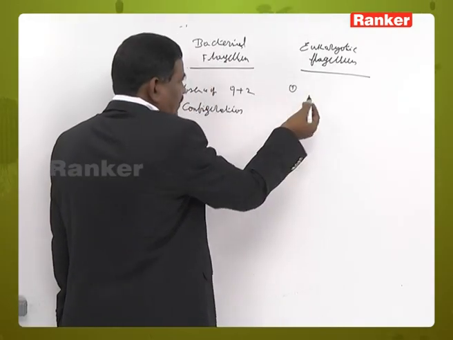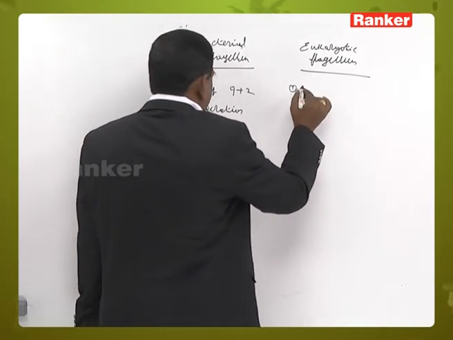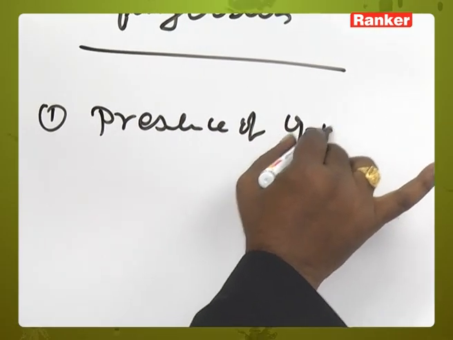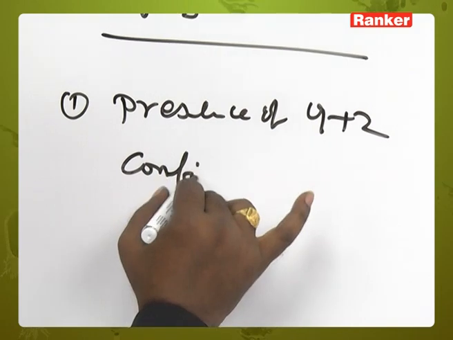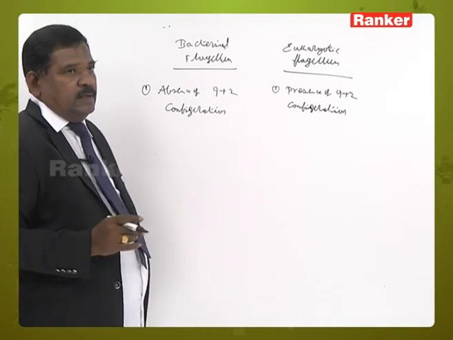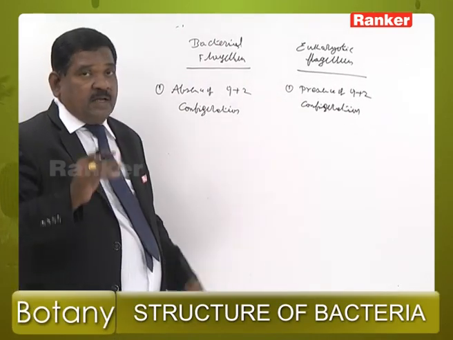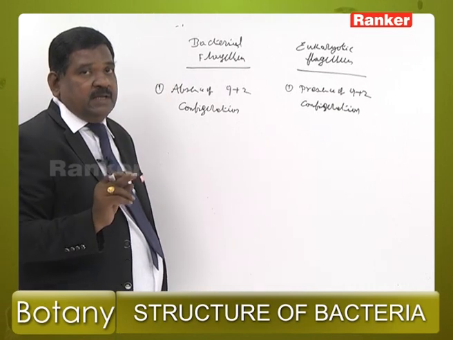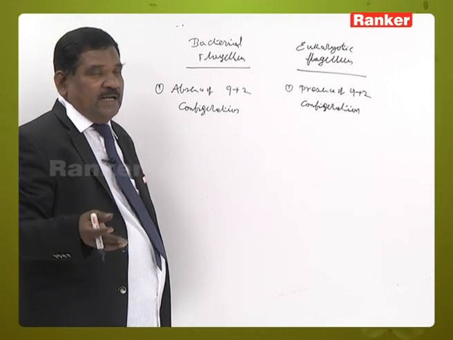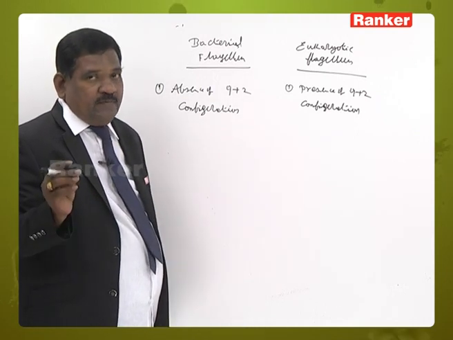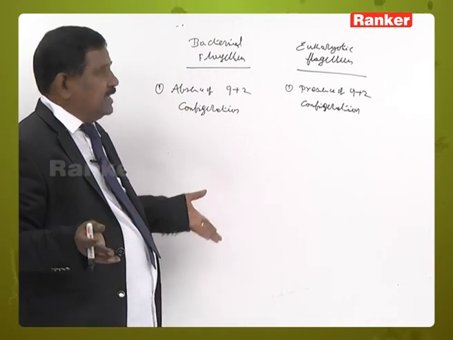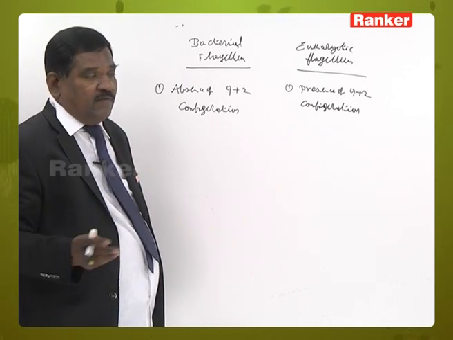This is the configuration we observe in the eukaryotic flagellum: presence of 9+2 configuration. In the eukaryotic flagellum, peripherally there are 9 pairs of microtubules and centrally located two single tubules. That configuration is called 9+2 configuration. That type of arrangement is absent in the prokaryotic or bacterial flagellum.